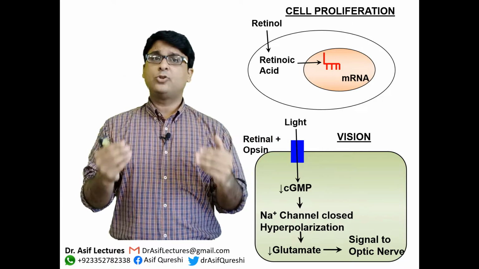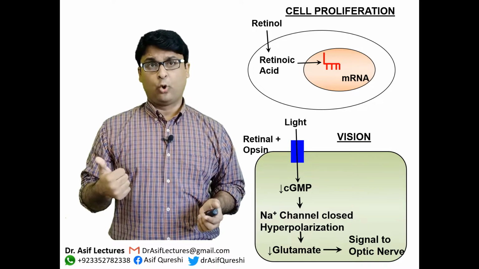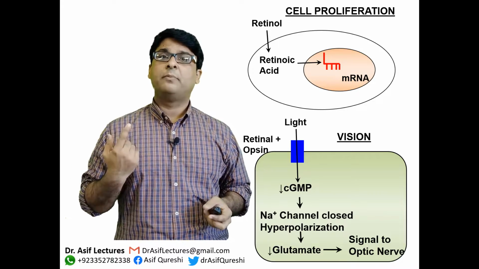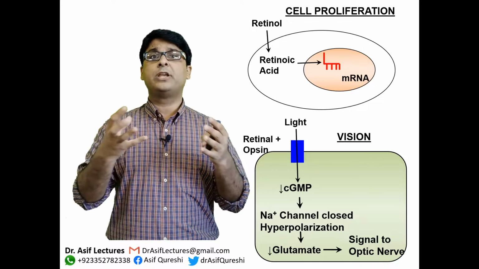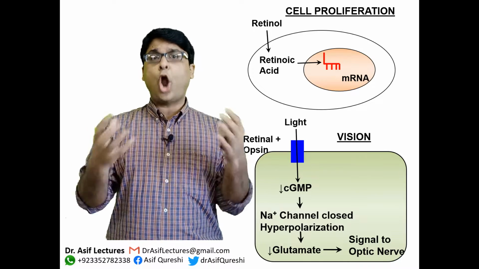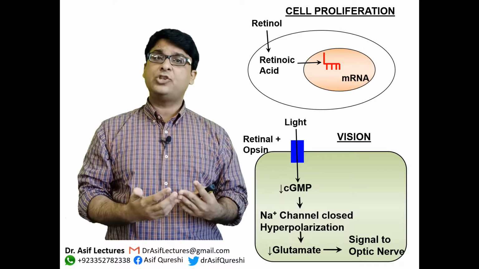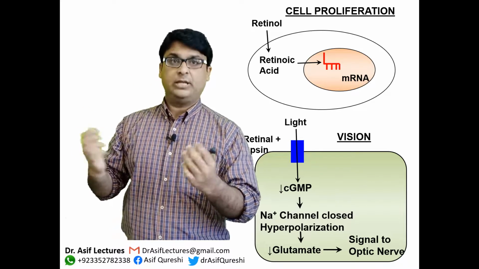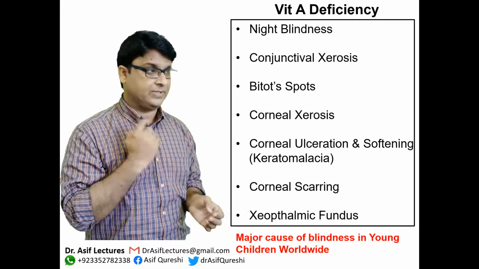So bottom line, you should understand what are the functions of vitamin A. Cell proliferation and growth, and this is how it does it. The other very important function is maintenance of vision. And how does it do that? Retinal combines with a protein called opsin, and they make rhodopsin. And when light hits, it reduces cyclic GMP, reduces glutamate, the inhibitory signal is lost, and you start seeing. Okay? So that's the basic concept of how it controls the vision mechanism.